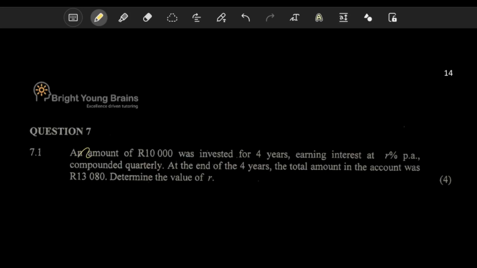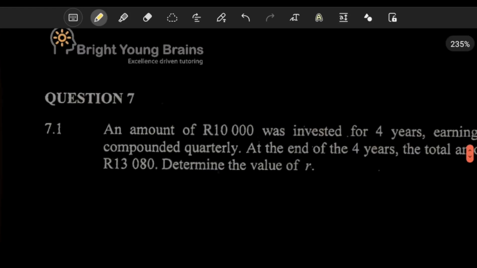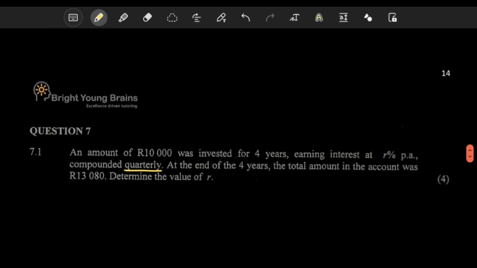But anyways, here it says, an amount of 10,000 was invested for 4 years, earning interest at a certain percentage per annum compounded quarterly. Okay, you see? Important information there, compounded quarterly. And then it says, at the end of the 4 years, the total amount in this account was 13,080.